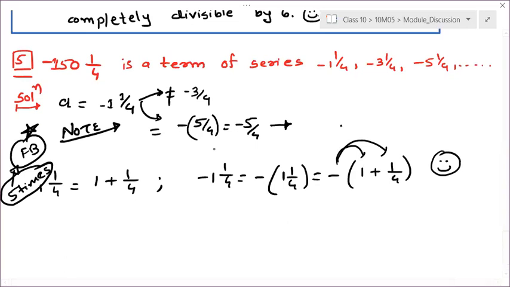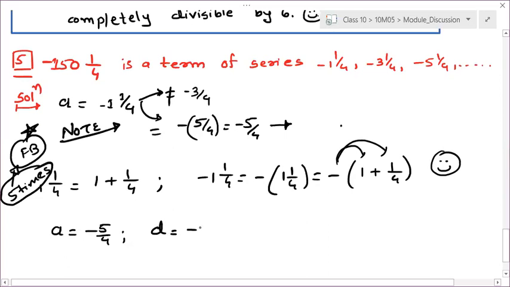Okay. So here your first term is minus 1 integer 1 by 4, and when you simplify, you will get minus 5 by 4. So who will tell me the common difference? Common difference is a2 minus a1, or not? That is minus 3 integer 1 by 4 minus (minus 1 integer 1 by 4), or not? Right. So what is d over here?